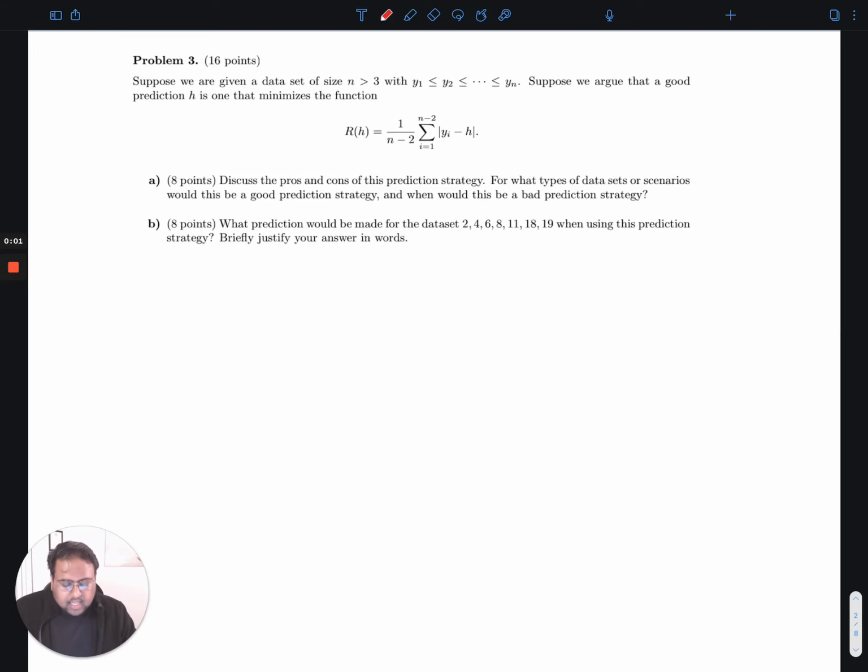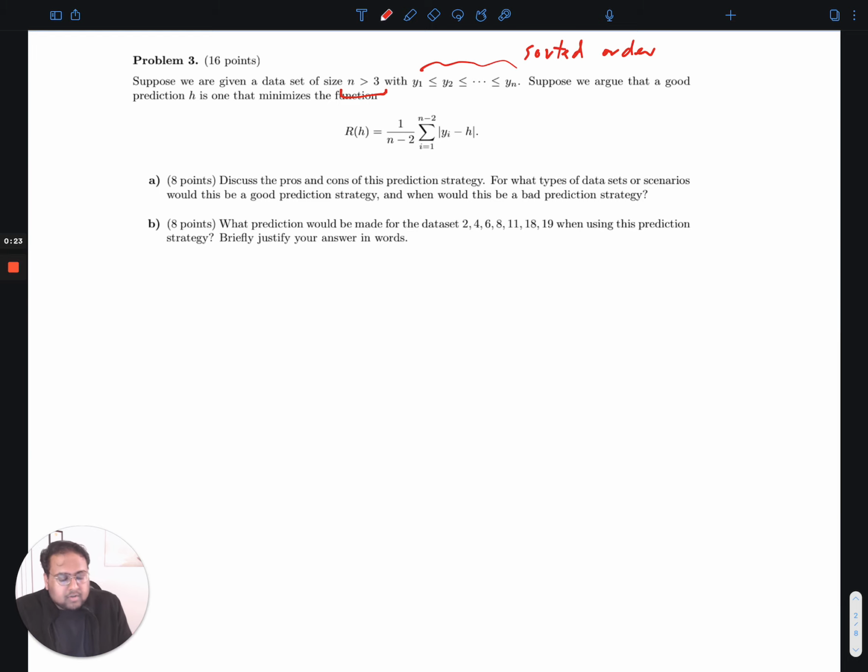Hey everyone, let's look at problem 3 from the first midterm in the spring 2020 offering of DSC 48. Suppose we're given a data set with at least 4 data points, because we're told to assume that the size is greater than 3, where the data points are in sorted order. That's all this is saying.